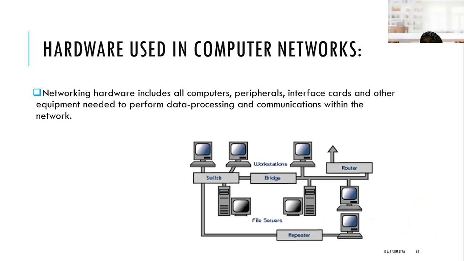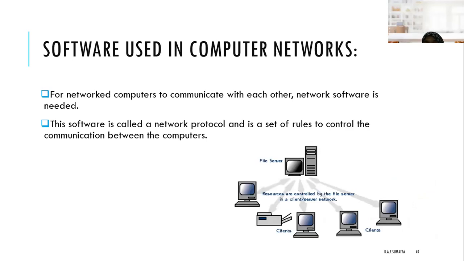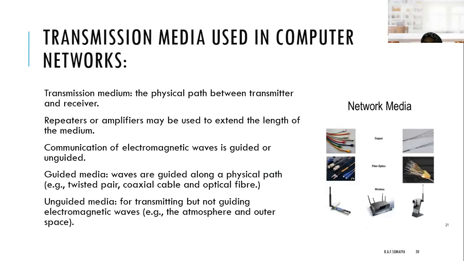Hardware used in computer networks. Networking hardware includes all computer peripherals, interface cards, and other equipment needed to perform data processing and communications within the network. Software used in computer networks. For network computers to communicate with each other, network software is needed. This software is called the network protocol, and it is a set of rules to control the communication between the computers.